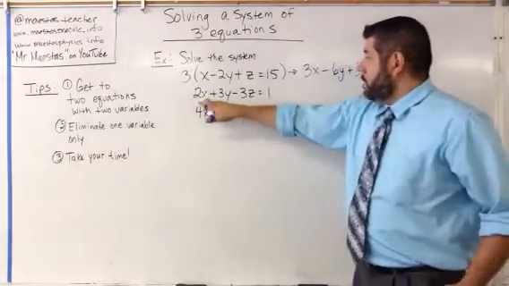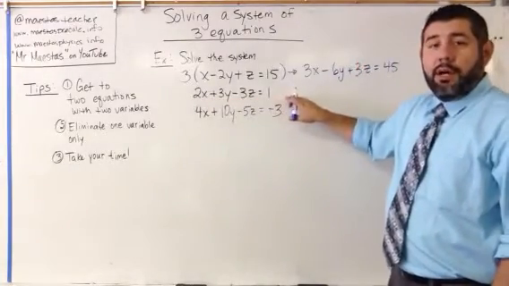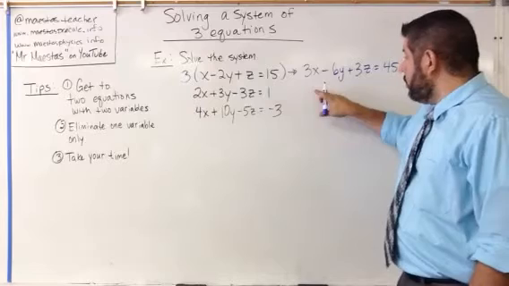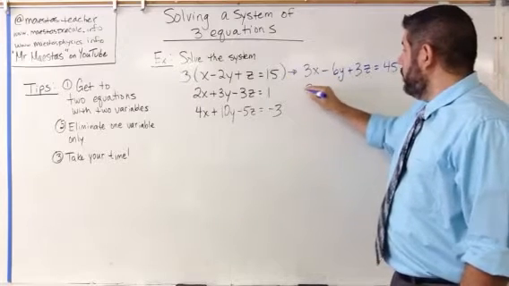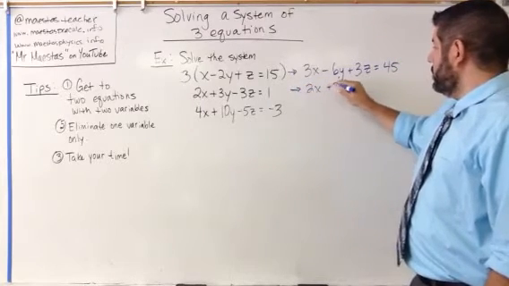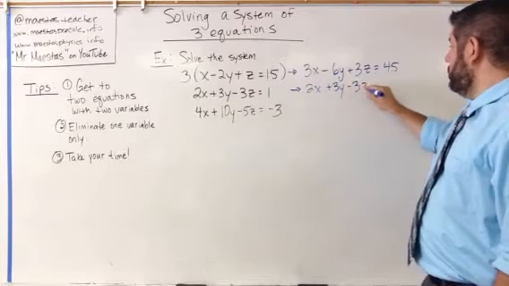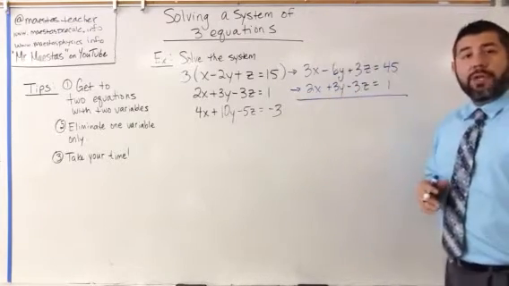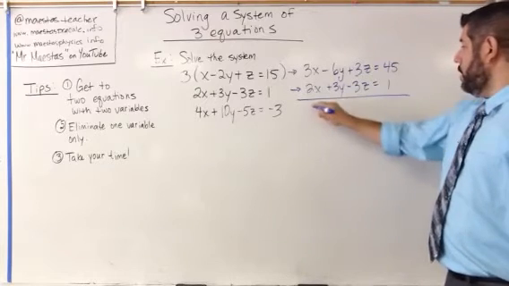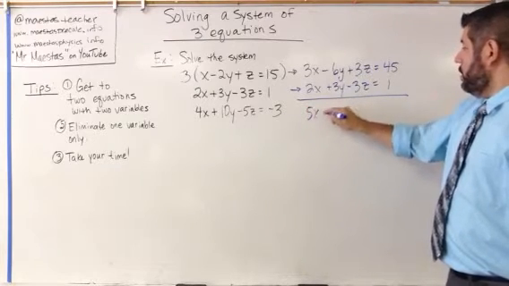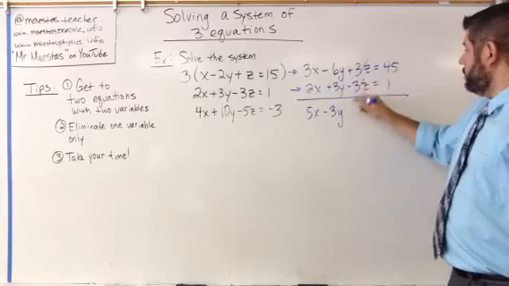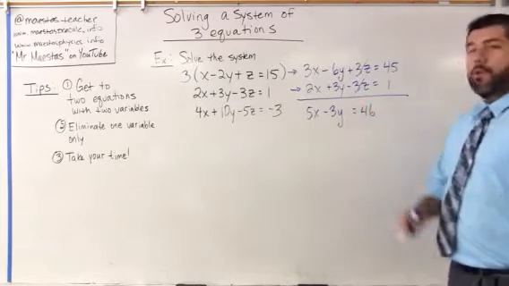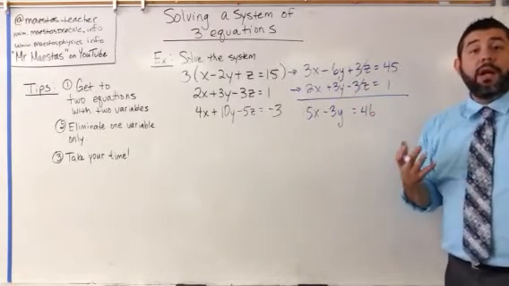I'm going to write this equation right underneath and copy it over, since I'm not going to change it at all: 2x plus 3y minus 3z equals 1. And then we're going to add straight down to use elimination. So we're going to get 5x minus 3y equals 46. All right, so we got rid of z once.